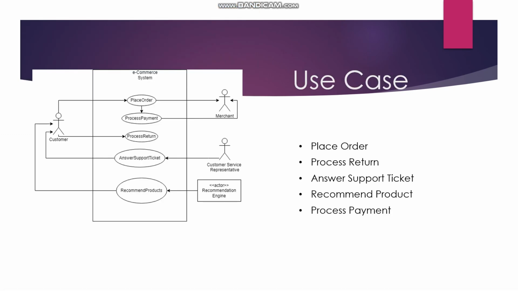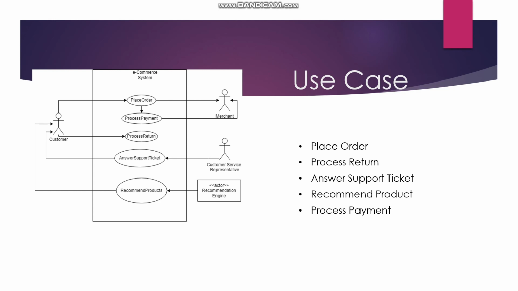This is my use case diagram. This follows the use cases of place order, process return, answer support ticket, recommend product, and process payment. The customer can place an order, and that order would then be sent to the merchant. But that order also initiates the process payment method, which, if approved, will send the payment information and money to the merchant.